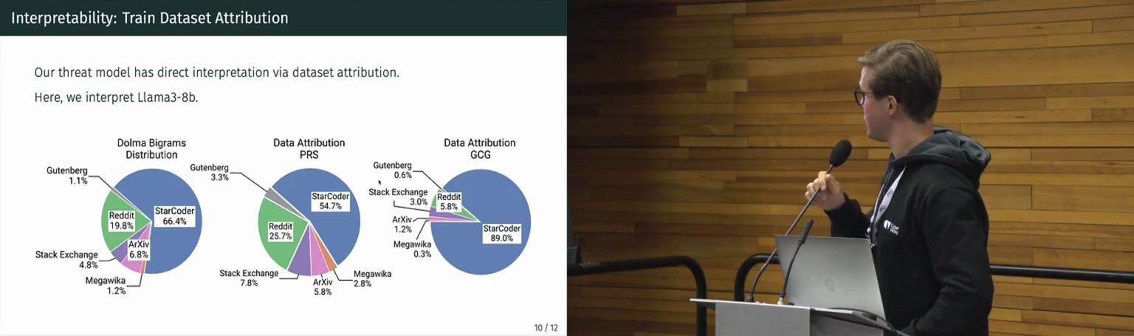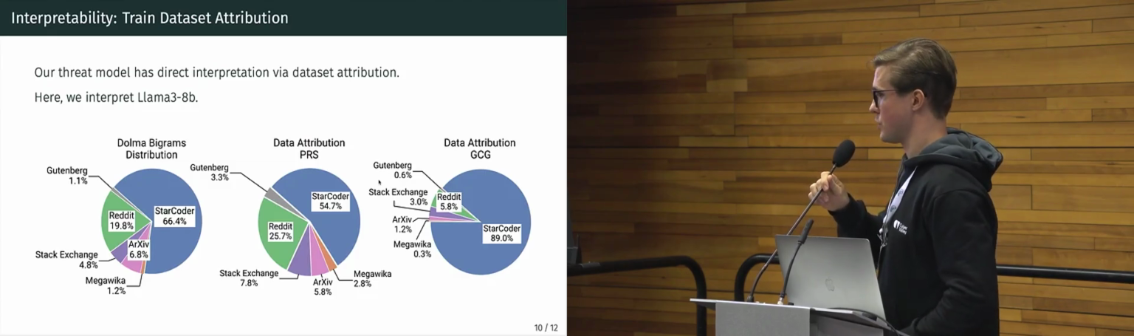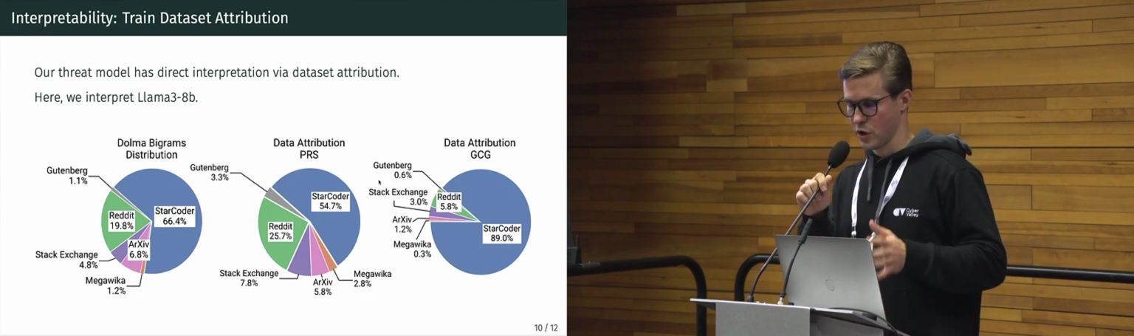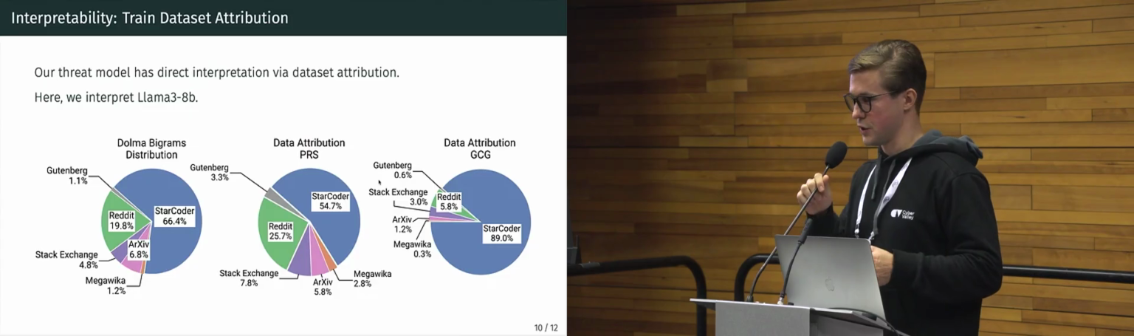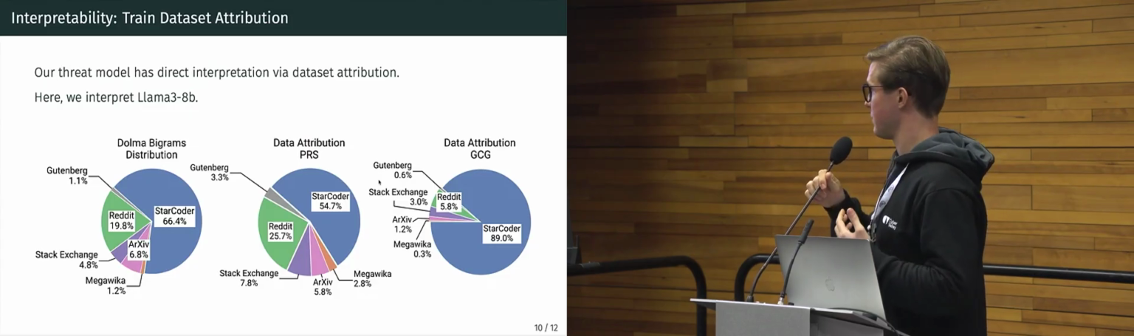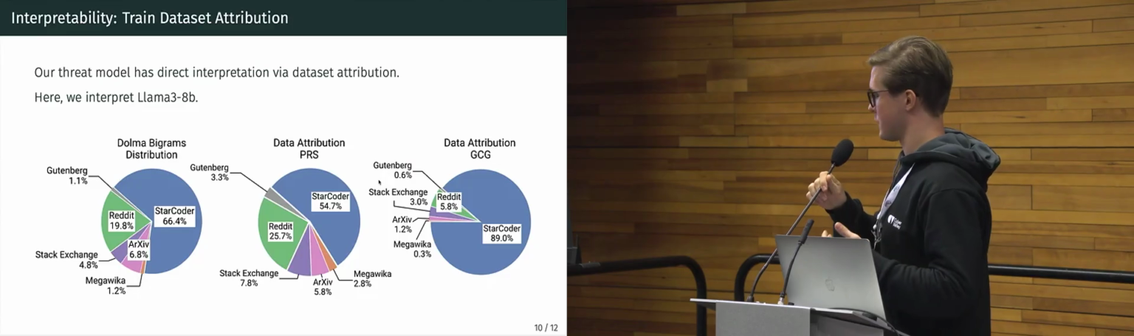On the left, you see our training data and its distribution across different sub-datasets. We can also interpret which data sources are used in a particular attack on a particular model. We can see here, for example, that GCG heavily oversamples from code.